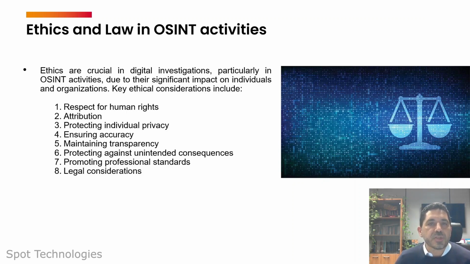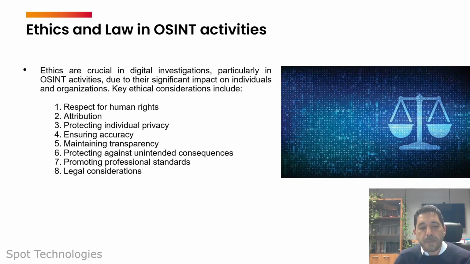Attribution: properly attribute sources and consider the impact of information collected. Protecting individual privacy: respect individual privacy and avoid unethical data collection methods. Ensuring accuracy: provide accurate and unbiased information to support reliable decision making. Maintaining transparency: act transparently to maintain public trust, especially when conducted by government agencies. Then protecting against unintended consequences: consider and minimize unintended negative impacts of OSINT. Then promoting professional standards: follow best practices and ethical standards to enhance professionalism and credibility.